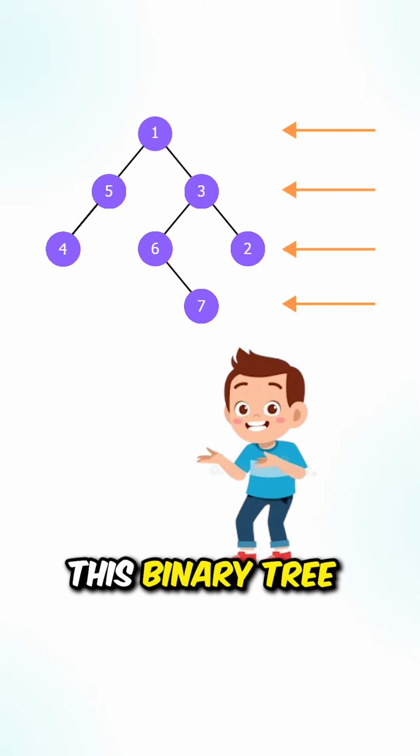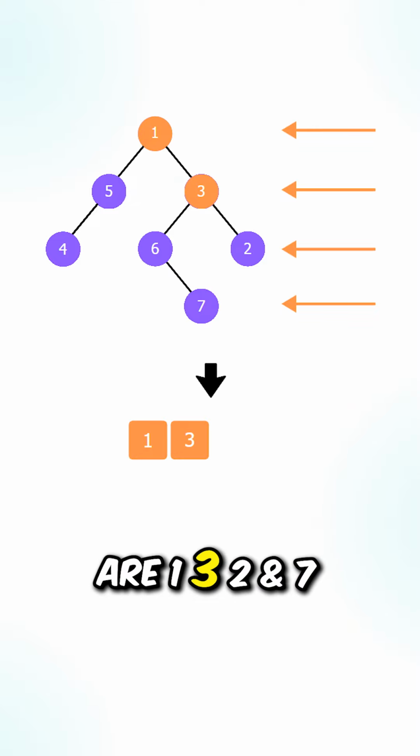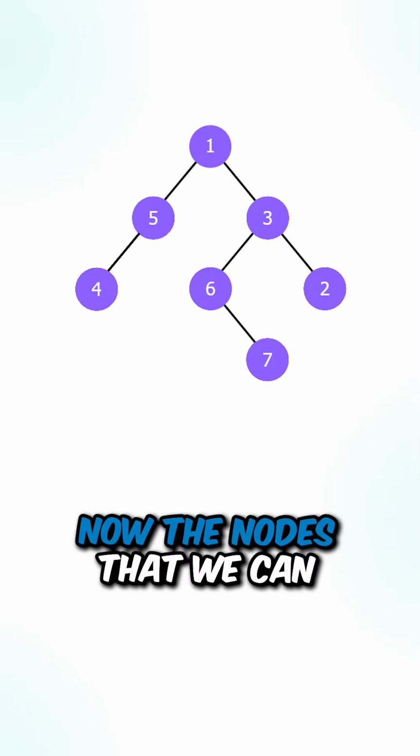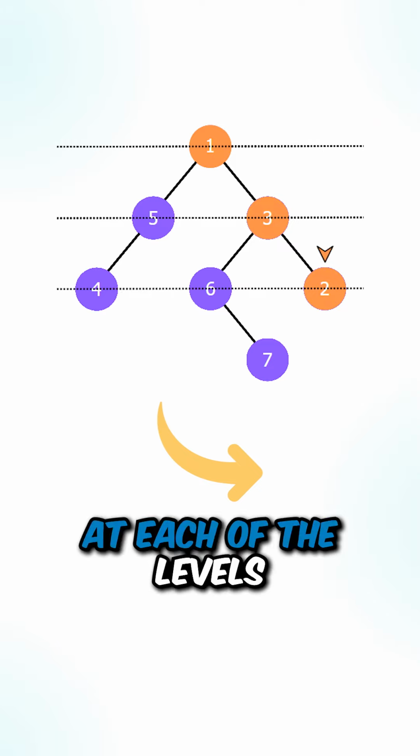Let's say we're given this binary tree. The nodes that we can see are 1, 3, 2, and 7. Now the nodes that we can see is the rightmost node at each of the levels.